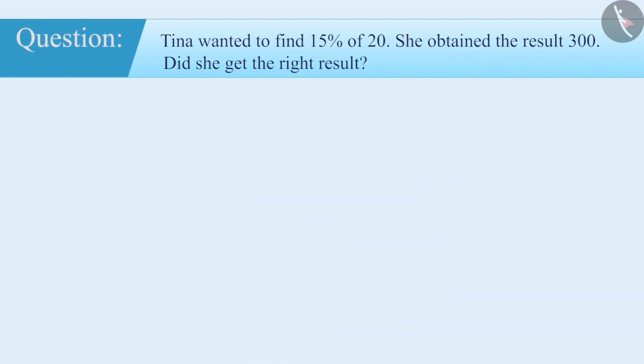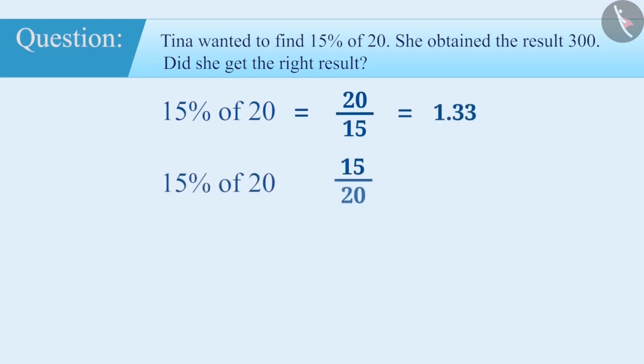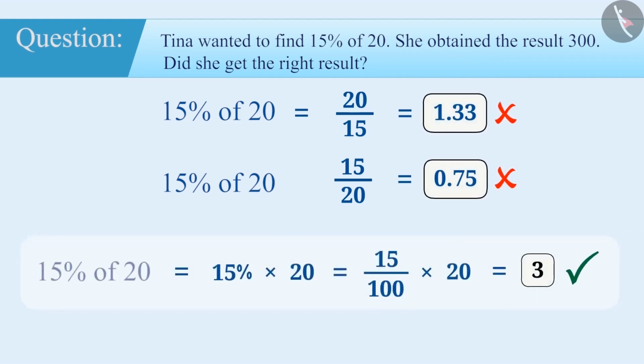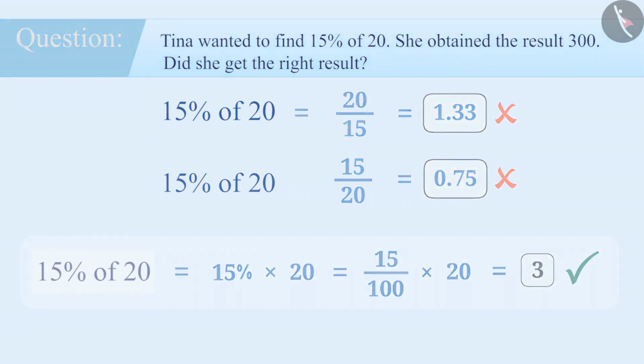Many times it is observed that to get 15% of 20, students divide 20 by 15 or divide 15 by 20. This mistake is made because they fail to understand the operator "of" properly. Such mistakes lead to incorrect results. Therefore, it is necessary to understand the use of the operator "of" correctly.